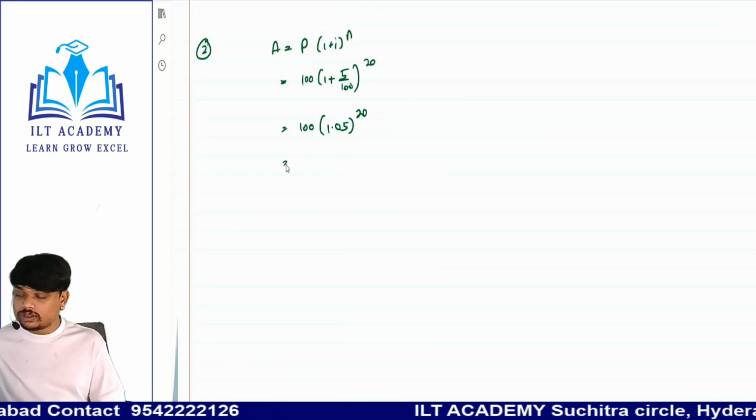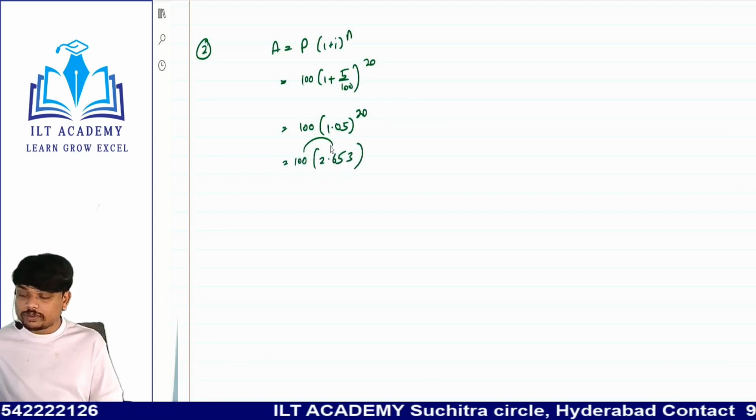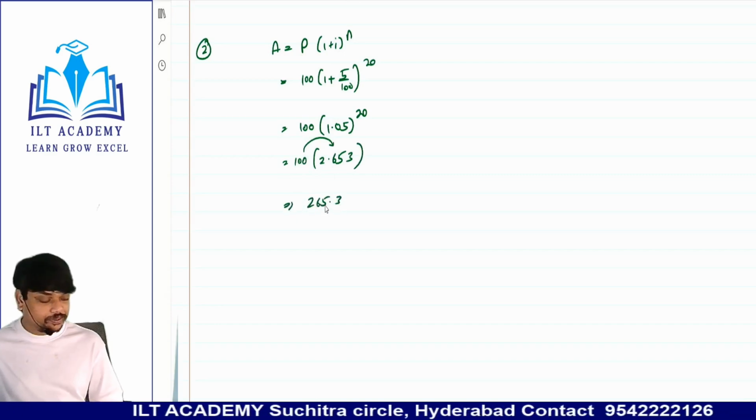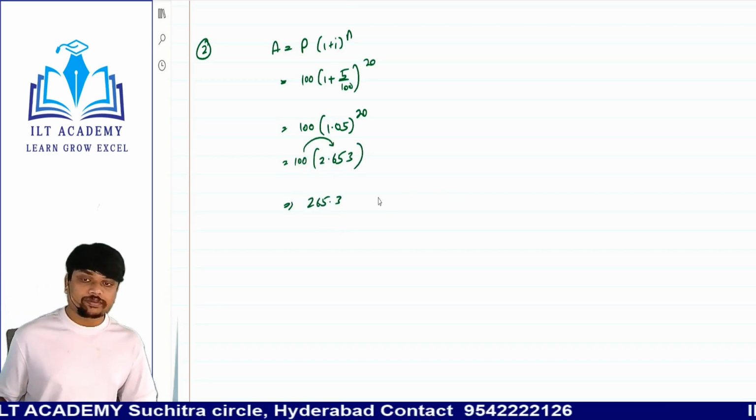So 100 into 2.653. If you multiply now, 2.653 into 100 is what? 265.3. Any doubts? Clear? This is the amount.